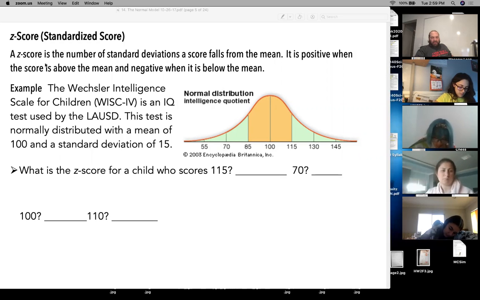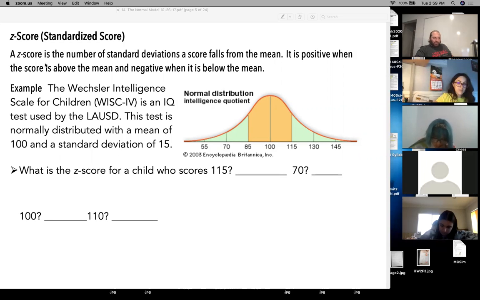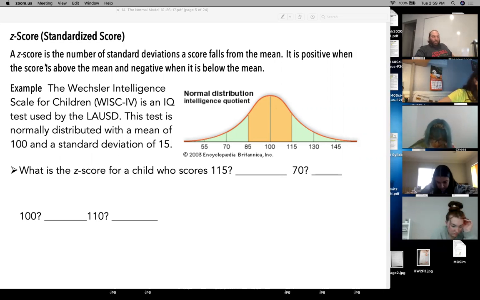I don't care what the mean is. I don't care what your score is. What I care about is how far you are from the mean in terms of standard deviations. So here's what I mean by that. According to this normal distribution, what is the mean? 100. What is the standard deviation according to this distribution? 15.